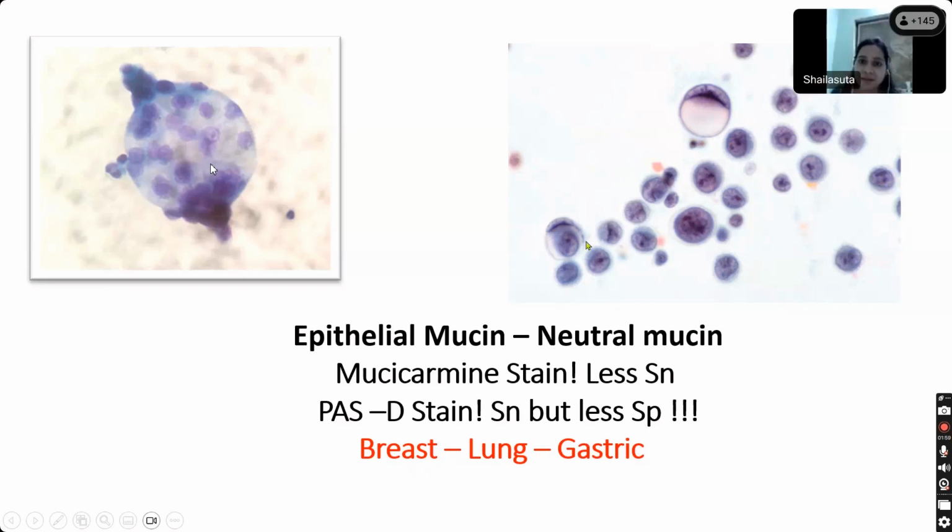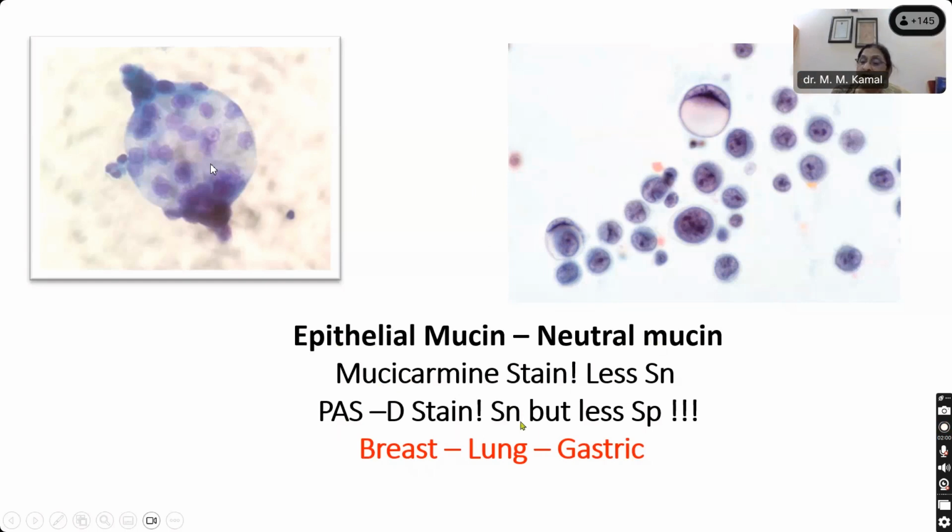Cell within a cell, yes, a cannibalism type. Both these breast carcinoma cells and the gastric cells have epithelial mucin in them, which is a neutral mucin. And again, carmine stain is a very good stain.